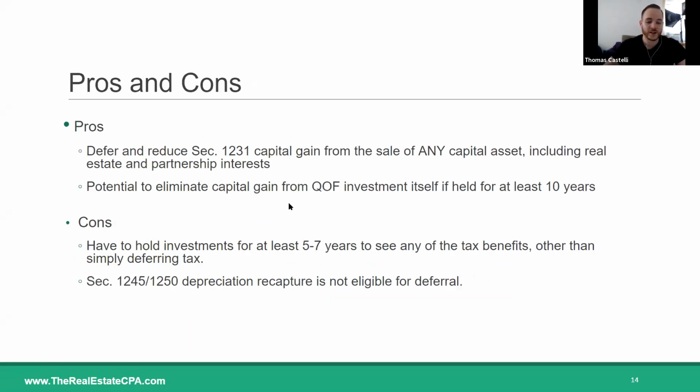Now, what are the pros and cons of using this strategy? The first pro is you're deferring and reducing Section 1231 capital gains from the sale of any capital asset, including real estate and partnership interests, and you have the potential to eliminate the capital gain from the sale of the qualified opportunity fund investment itself if it is held for 10 years. The cons of using this strategy is you have to hold this investment for at least 5 to 7 years to see any benefits other than simply deferring the tax for a few years. The second con is Section 1245 property, and basically the depreciation recapture is not eligible for deferral. That's one of the cons.